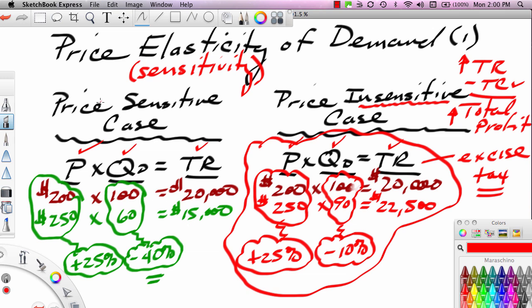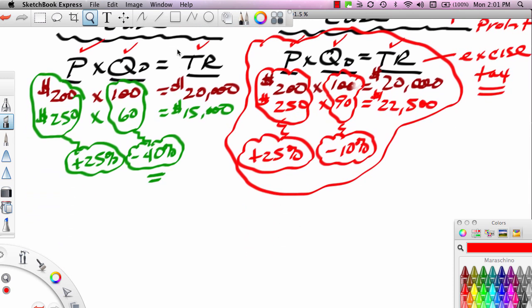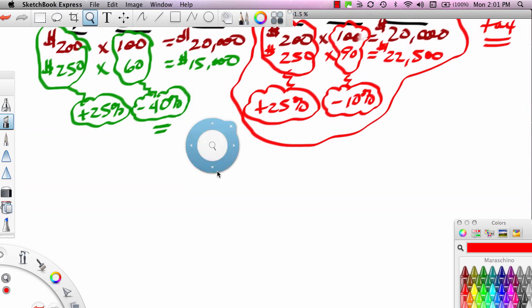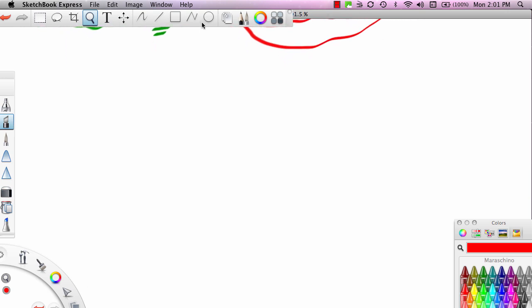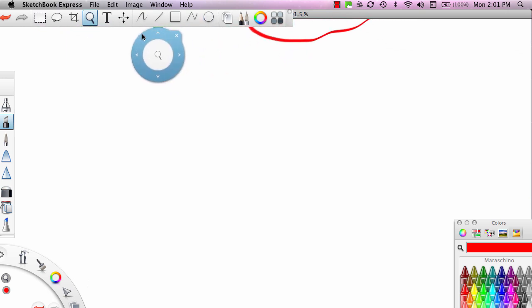Okay? Now, what I want to do is formalize these principles. So I'm going to actually move this canvas up, and we're going to write out the principles, formalize them, and help you see the logic here in clearer focus. So how do you measure the price sensitivity of buyers? How do economists get at this idea?